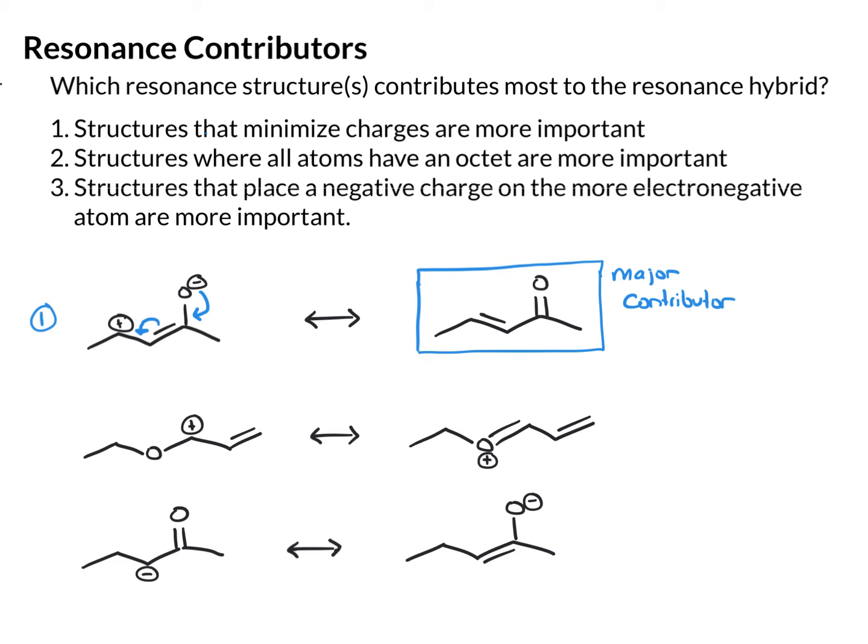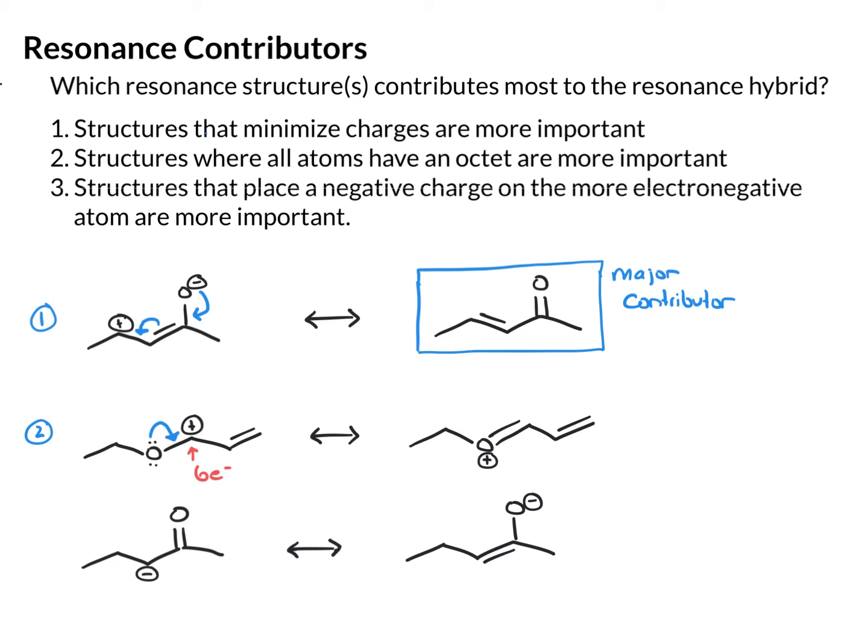Number two, structures where all atoms have an octet are more important. So in number two, if you look at the first structure, we see that the carbon right here lacks an octet because it's a carbocation. It only has 6 electrons. But what we can do with resonance is use the lone pair on the neighboring atom, push that down, and we get this structure right here.